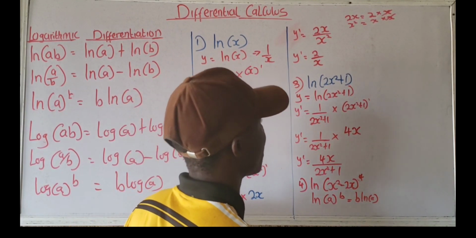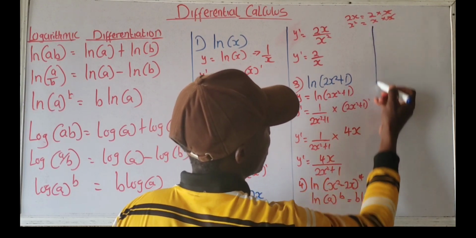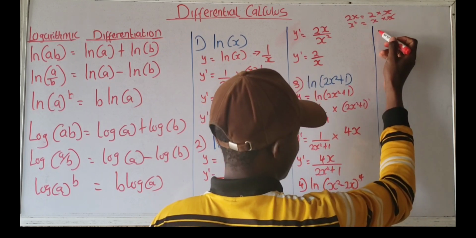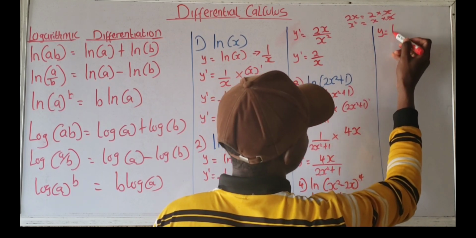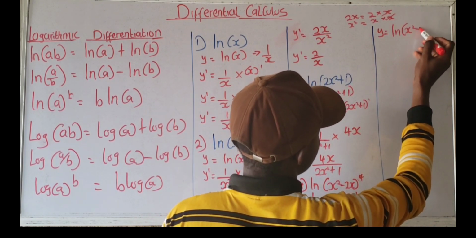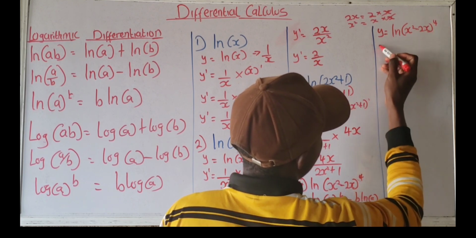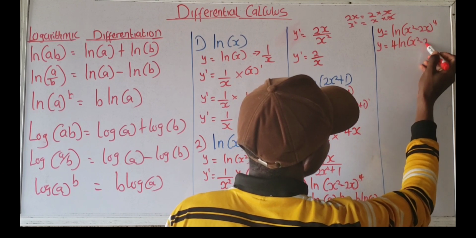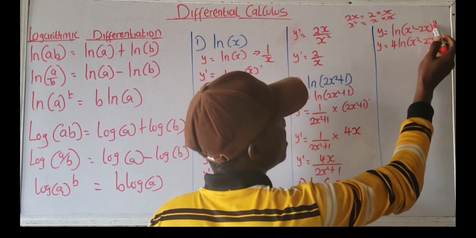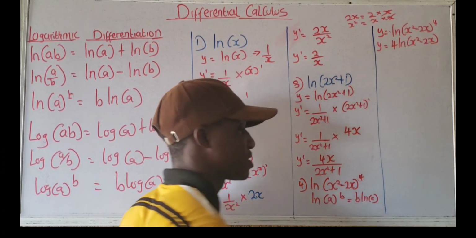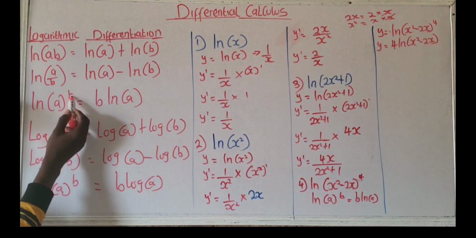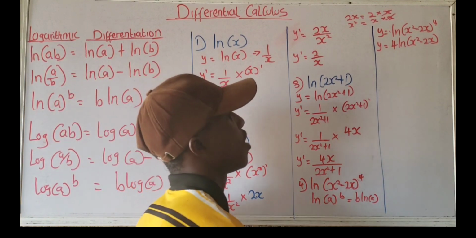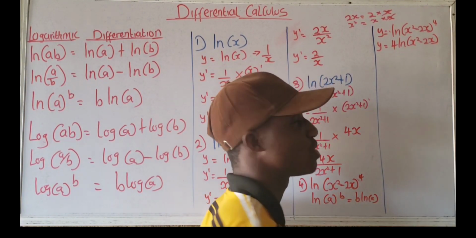That means I can rewrite question 4 like this. Let y equal ln (x squared minus 2x) raised to the power of 4. I can rewrite it as 4 ln (x squared minus 2x). That is, this power will multiply this, just like the basic rule that I wrote here: the log of a power is the product of that power and the log. So now we can easily differentiate ln (x squared minus 2x).